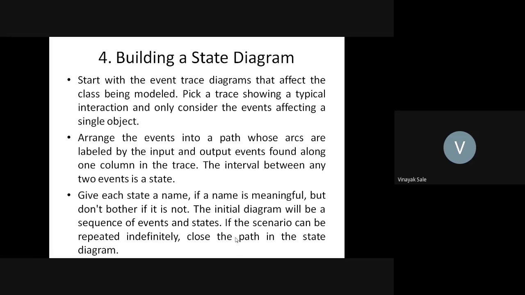Arrange the events into paths whose arcs are labeled by the input and output events found along one column in the trace. The interval between any two events is a state. Give each state a name if a name is meaningful, but do not bother if it is not. The initial diagram will be a sequence of events and states. If the scenario can be repeated indefinitely, close the path in the state diagram.